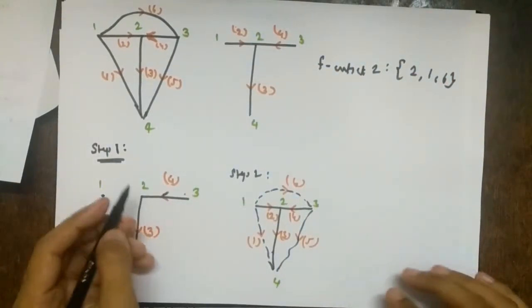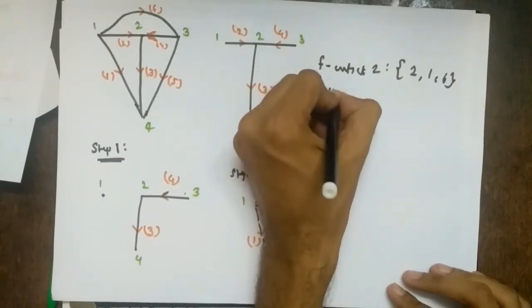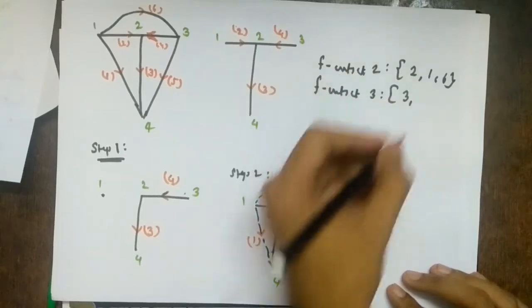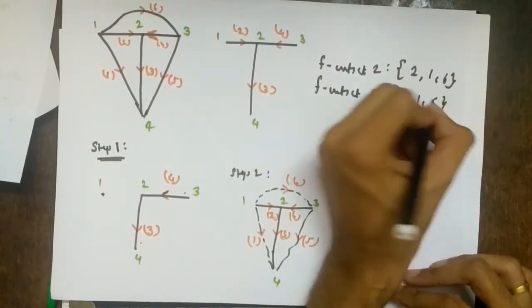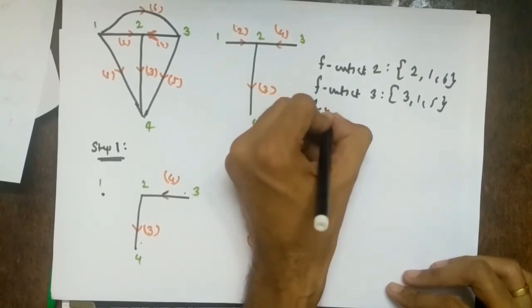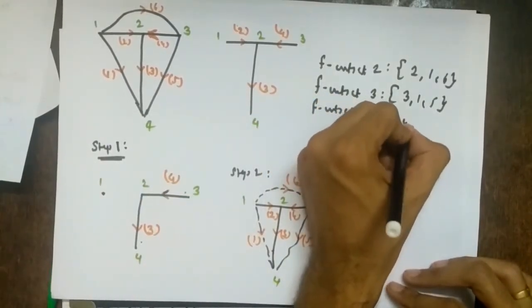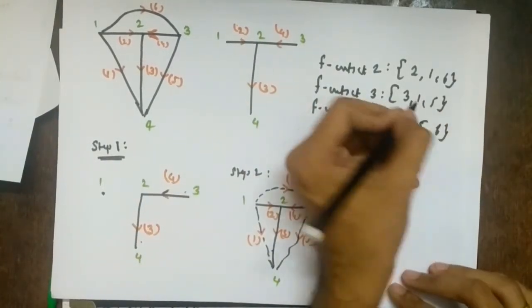Similarly, I can remove branch 3, first writing it in ascending order. So F cut set 3. Obviously it will be this: 3, 1 and 5 will make it connected. Then F cut set for branch 4. First I should have 4. Again, which make it connected? 5 and 6. So 4, 5, 6.